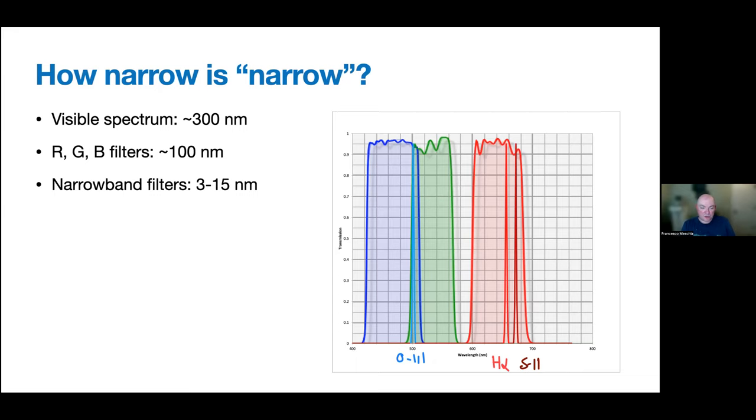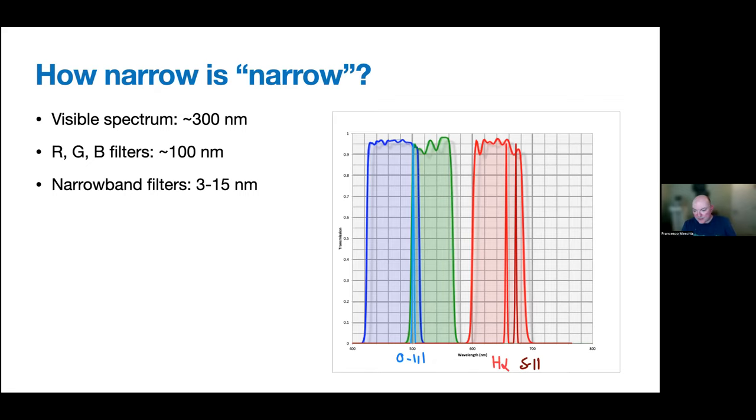When we do what's called broadband imaging using, for instance, RGB filters or a one-shot color camera, the three filters divide the spectrum among them so that each filter has a roughly 100 nanometer wide window of transmission. When we talk about narrowband filters, what's commercially available today has transmission windows that go from 3 nanometers to 15 nanometers. So they are several times narrower than a typical R, G, or B filter. It can be 30 times narrower, or just 5 or 6 times narrower. And there are differences, of course, in what you can obtain with the different bandwidth of the filter.